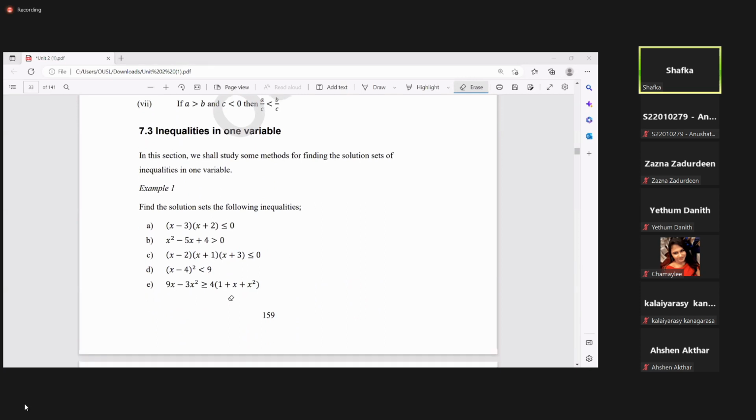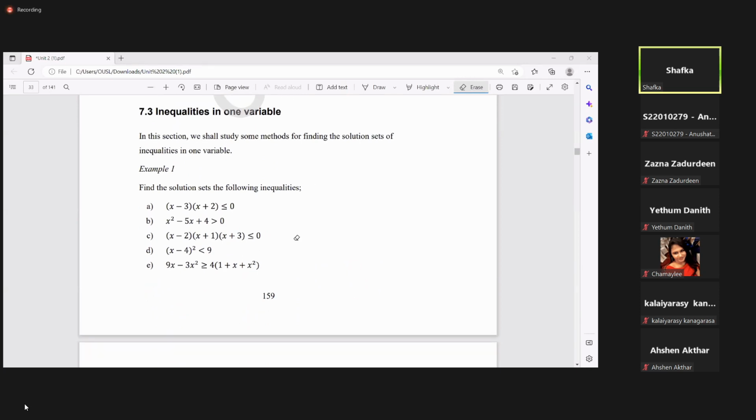Then inequalities in one variable. Now there are some inequalities and you have to get the solution for them. The solution may be one number if you are considering the integer line. If you are considering the real number line, there are infinitely many solutions. So first of all, consider this: (x minus 3)(x plus 2) is less than or equal to 0.